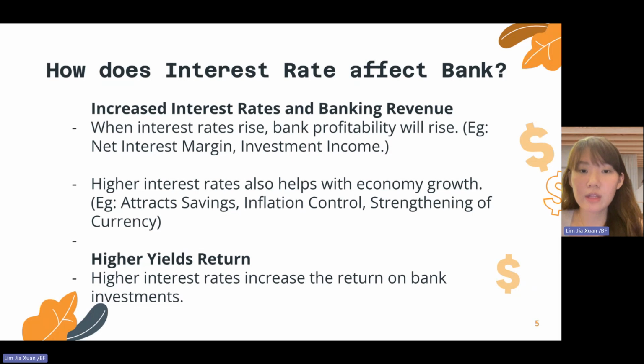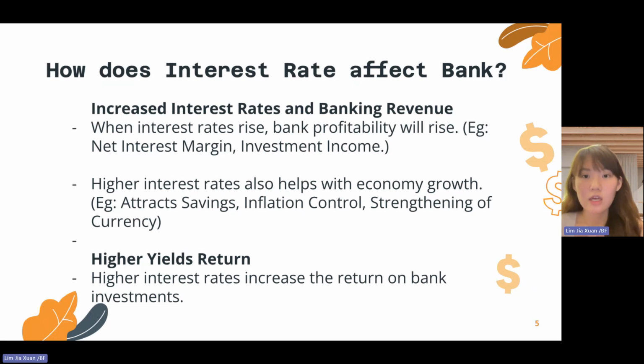Secondly, investment income. The return on banks' investment portfolio, especially those including fixed income securities, can be positively impacted by a higher interest rate. Higher interest rate can help with economic growth as well. So firstly, attract savings. People may want to earn more interest on their savings account and other fixed income investments where interest rates are higher, which might encourage people to save more. This may result in more money being available for bank loans.